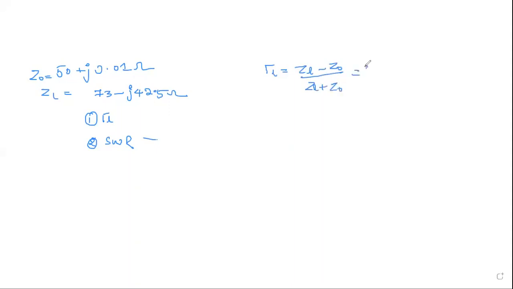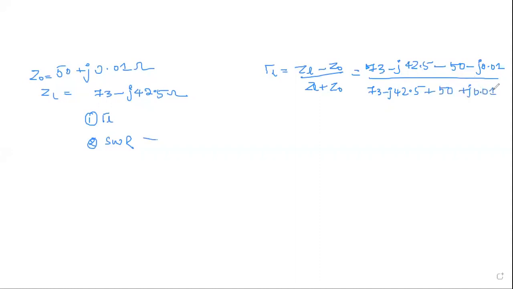Substitute the values. 73 minus J 42.5 minus, there is a negative sign, don't make mistake here, 50 minus, it will be J 0.01. Divide the whole term by 73 minus J 42.5 plus 50 plus J 0.01. So write down in A plus JB form, convert it into angle form, divide it.